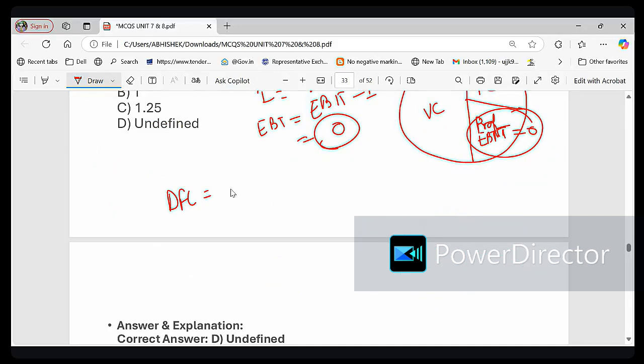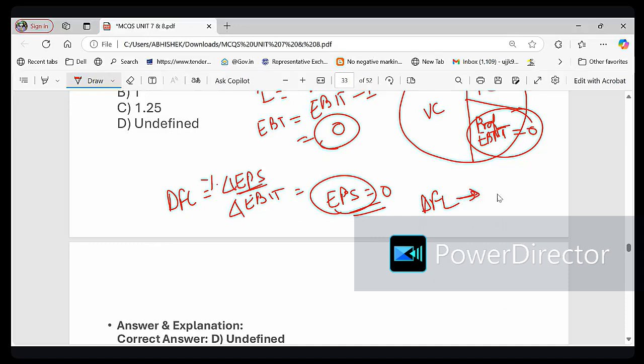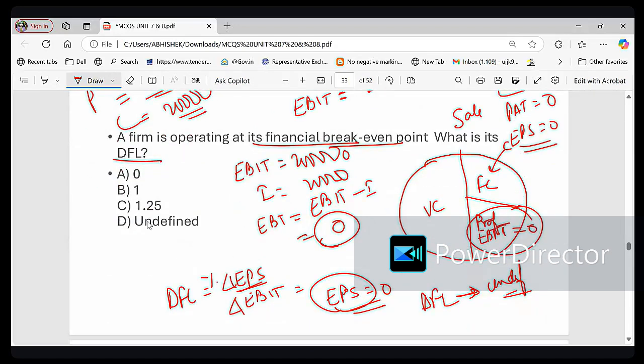I told you just now. The formula for DFL is percentage change in EPS upon percentage change in EBIT. So if EPS is zero, this DFL becomes undefined, because EPS is in the denominator. So DFL becomes what? Undefined. So at financial break-even point, DFL becomes undefined. So option D is the correct answer, right?